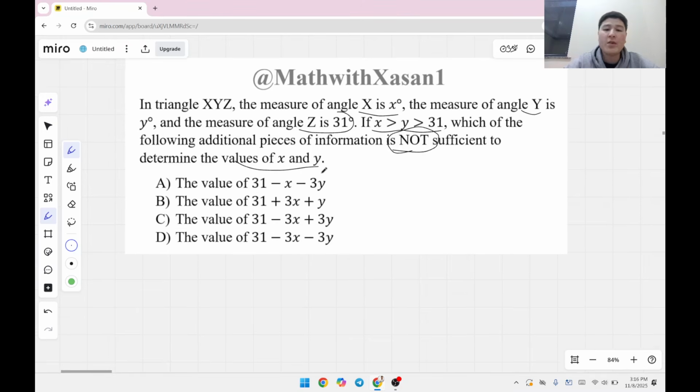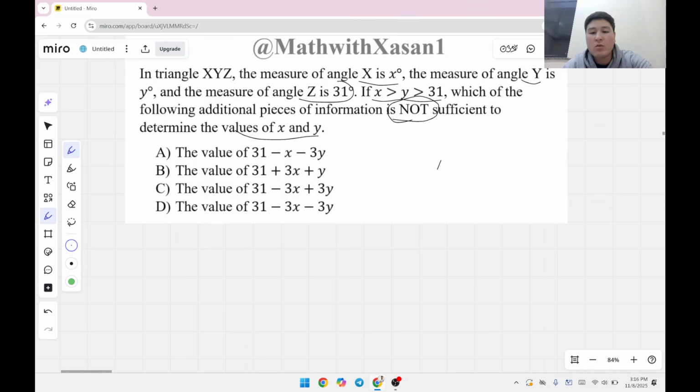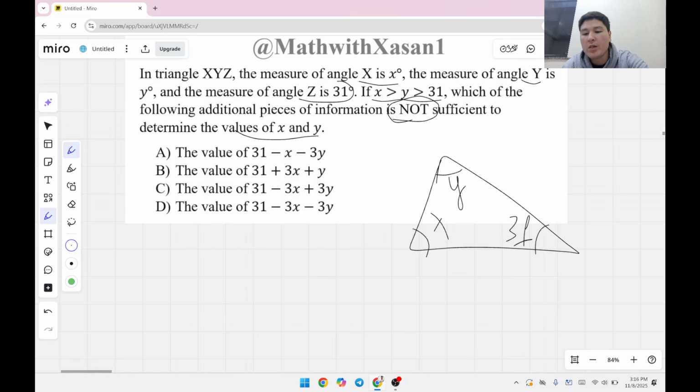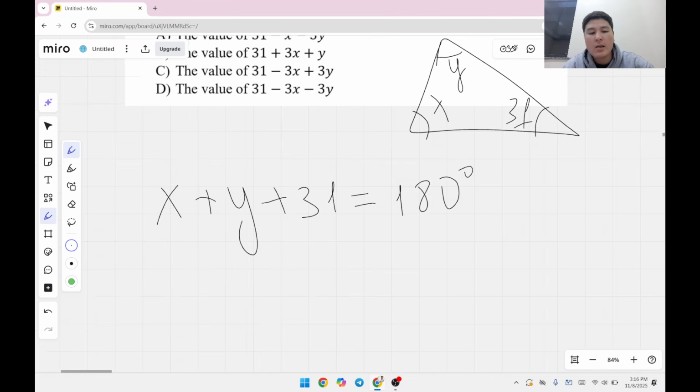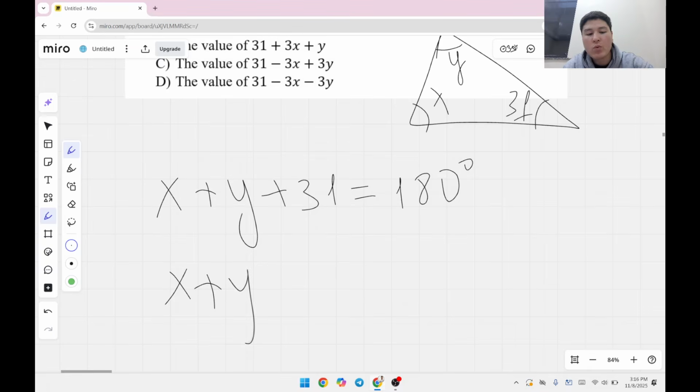Okay guys, first of all, let's understand. Let's draw the triangle. You have an x angle, a y angle, and this one is 31 degrees. And what we know is the sum of interior angles, x plus y plus 31, equals 180 degrees. And then we know that x plus y equals 180 minus 31, which equals 149 degrees, right?